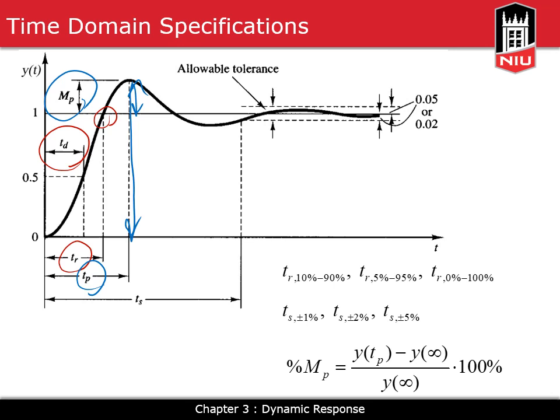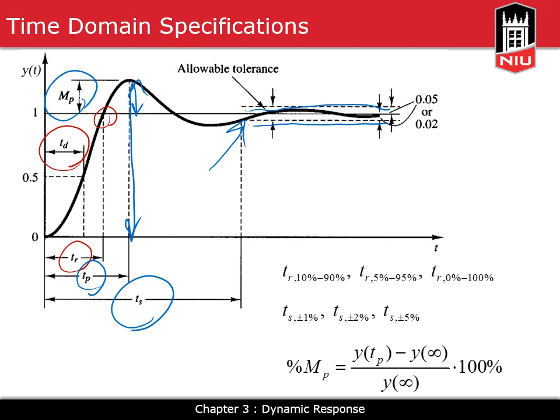Last one is settling time here. Let's say we have an allowable tolerance of 0.05 or 0.02, basically 5% or 2%. That determines this range around the final value. The time that the response goes inside that allowable region right here, and it never goes out of that region anymore, that time is called settling time.